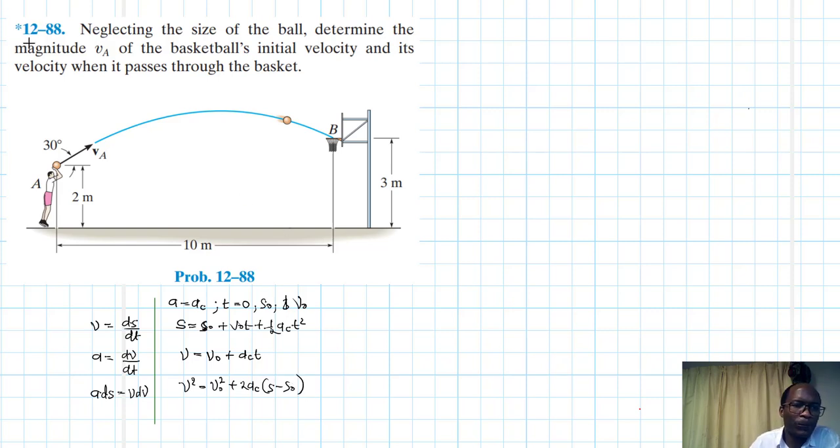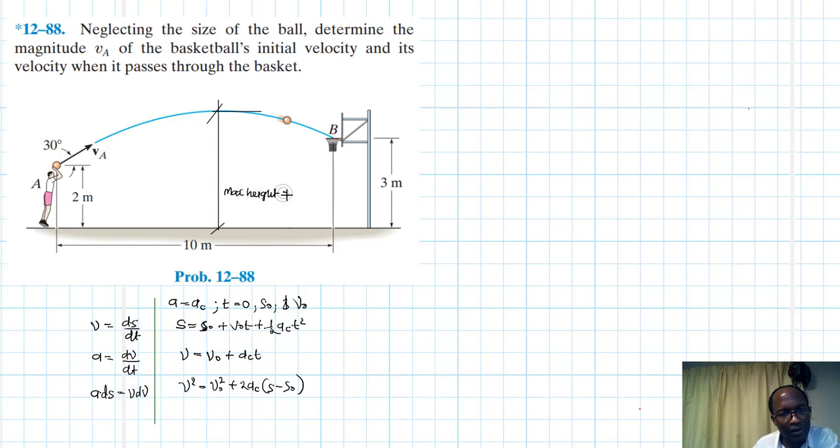Right, so here we have somebody throwing a ball. We've been asked to find the initial velocity as well as the velocity when it passes through the basket. Just out of curiosity, we can also find the maximum height that the ball will reach, though it's not part of the problem.